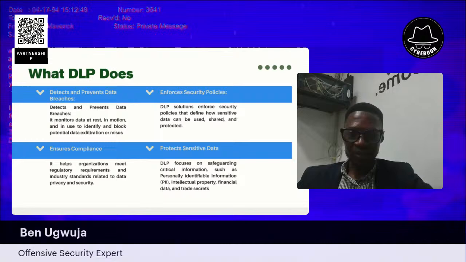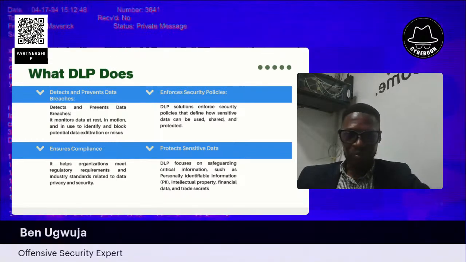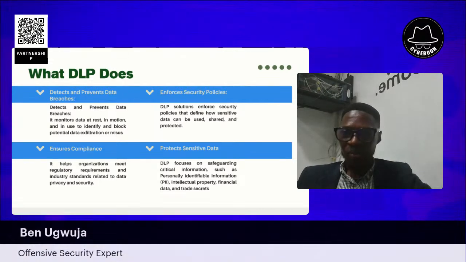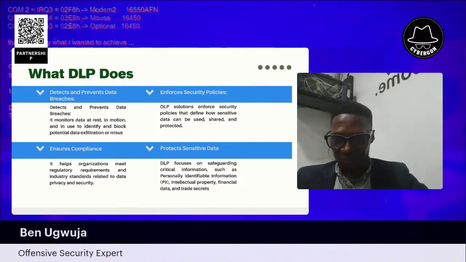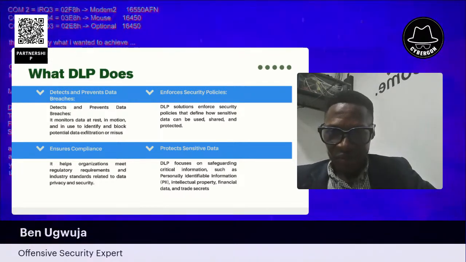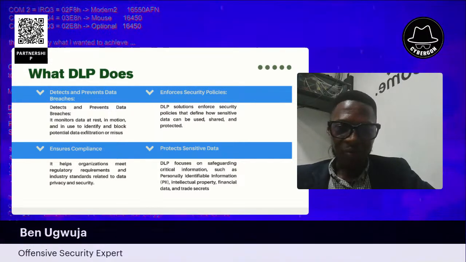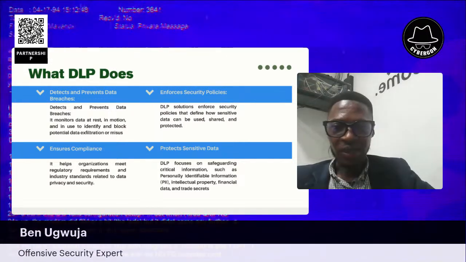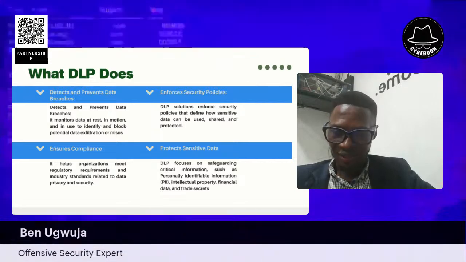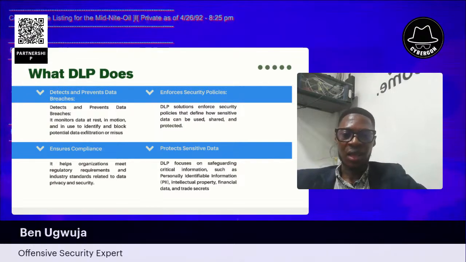What I'm doing here is I'm breaking down the real-world scenario and providing practical implementation of a DLP solution. Okay, you can see it detects and prevents data breaches. Okay, it enforces security policies. It depends on how you have configured and also implemented your solutions. It ensures compliance very well and protects sensitive data.